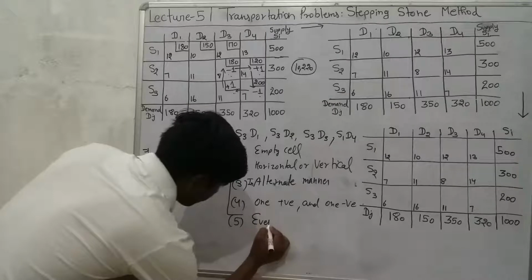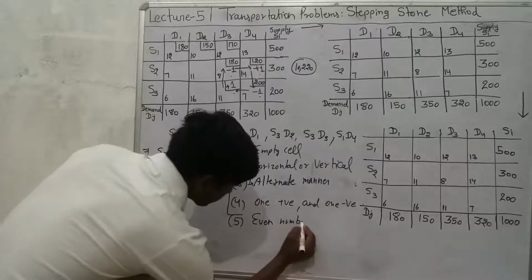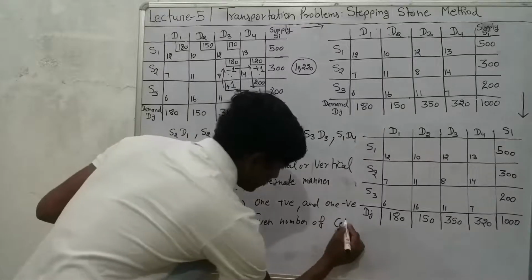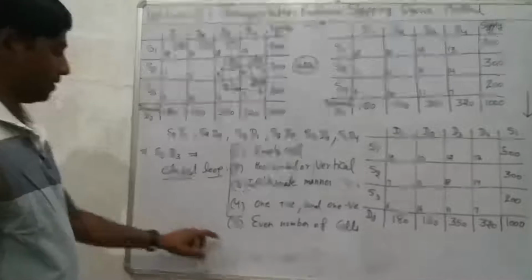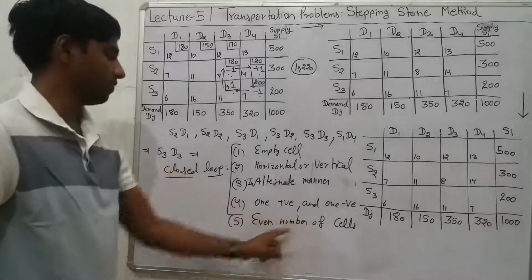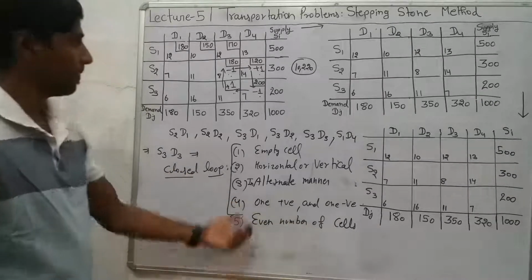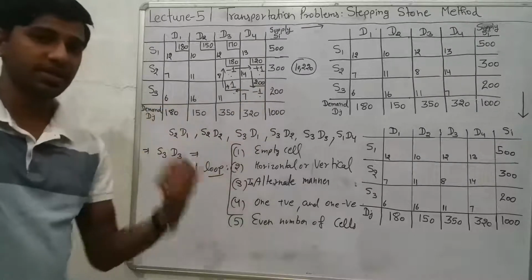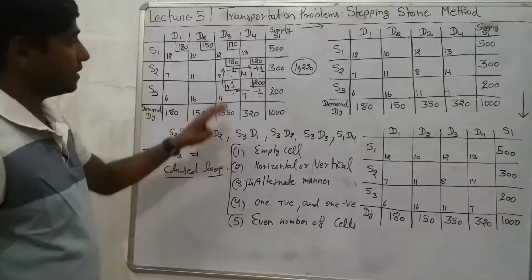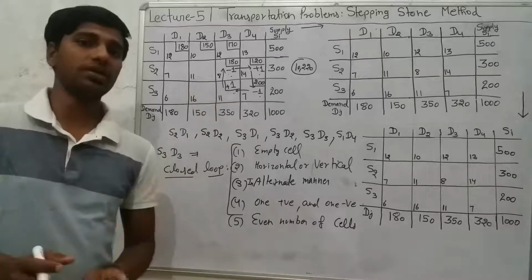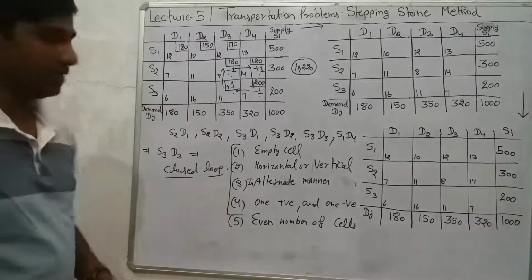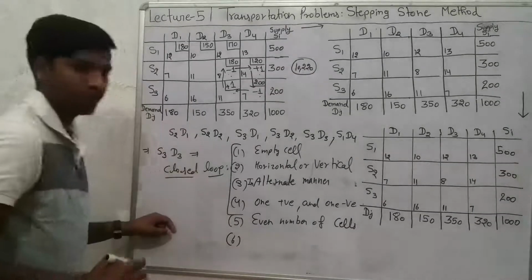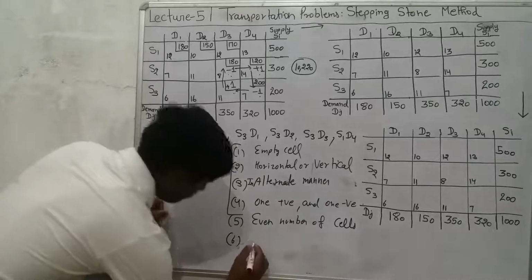So what is rule number 5? Even number of cells. So the cells would always be in even count. They can be 4, 6, 8, 10 or 12, but they would never be in odd numbers like 9, 7 or 11. So it is rule number 5. What is rule number 6 for creating a closed loop?